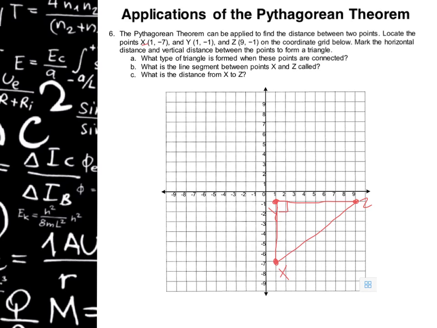So A, it says what type of triangle is formed when these points are connected? Well, I just said that answer. That would be a right triangle. And it says, what is the line segment between points X and Z called? So we're looking between points X and Z. So right here, this is across from my right angle. So that would be my hypotenuse.